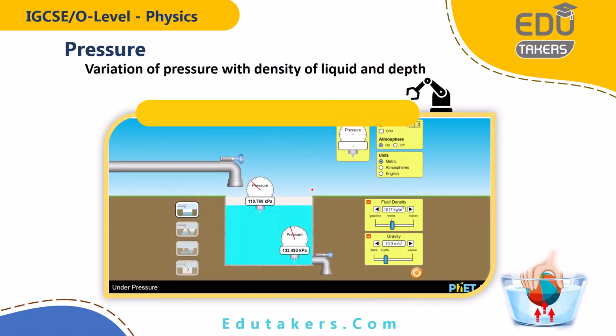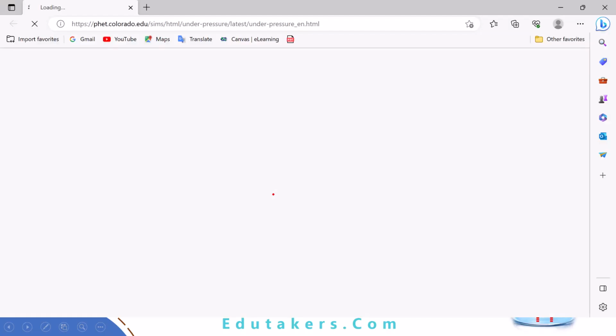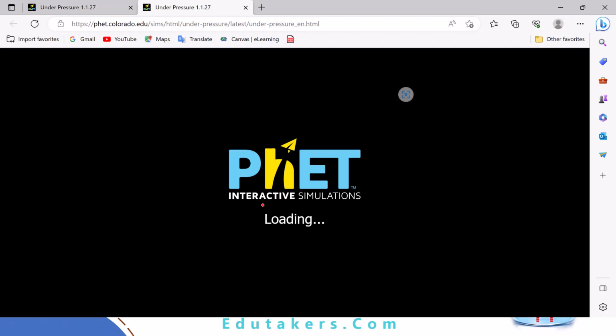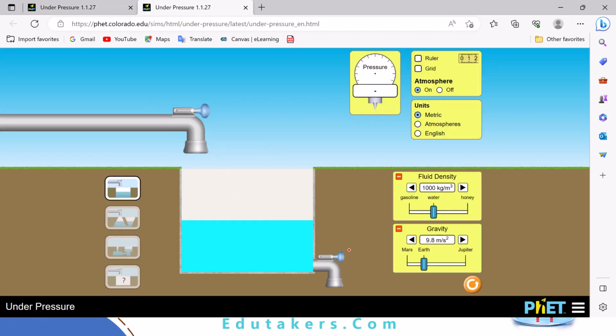Here you can see there is an animation related to the variation of the pressure with the density of the liquid and the depth. So let's open this. Here you can see that in the container some liquid is filled. You can also increase or decrease the amount of that liquid. Press here to decrease the amount of liquid and press here to increase the amount of liquid.